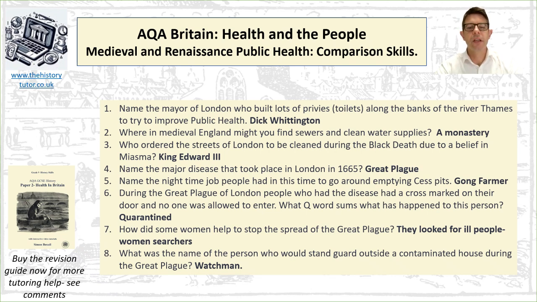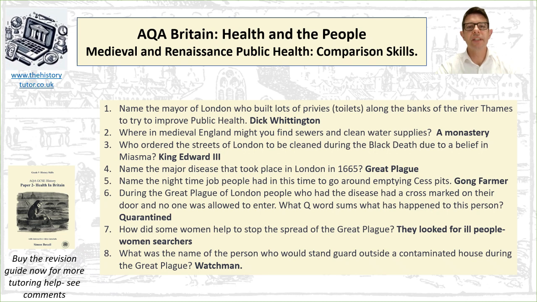So name the nighttime job people had to go around cleaning out cesspits and cleaning up waste, and that was a gong farmer. So a gong farmer would be paid by individuals or maybe even the local council to clear out all the cesspits. A cesspit is what you'd find underneath the privy or a toilet, and it would gather all the waste and they'd put it on a cart and carry it out of town and dump it off somewhere, presumably relatively safely.